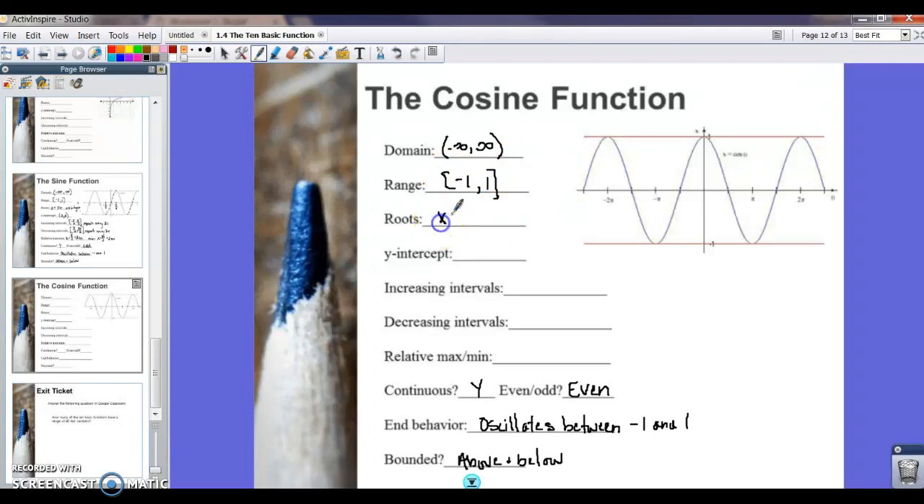Now in this case, our roots are happening at pi/2. The last one it was pi, but this graph shifted. So now it's pi/2 times n. In this case, n is an odd integer. So it would be at pi/2, then at 3pi/2, then at 5pi/2. Okay, in this case, here's our y-intercept at 0, 1.